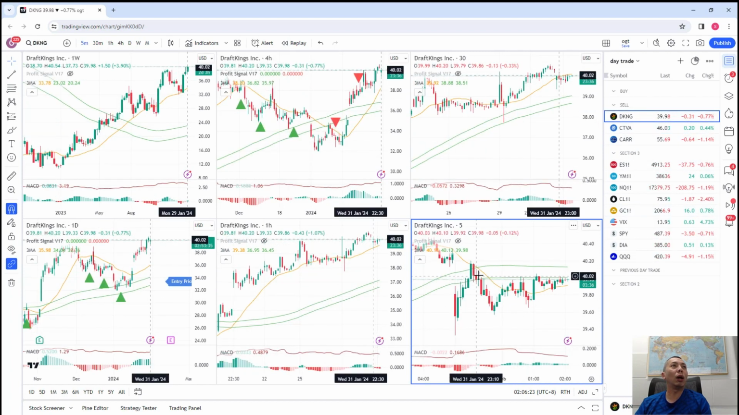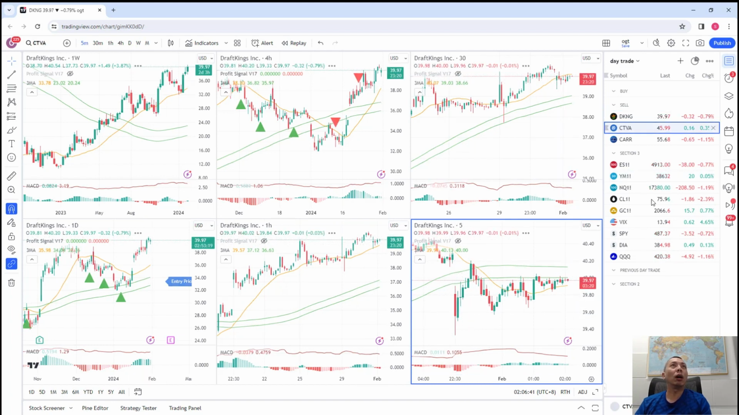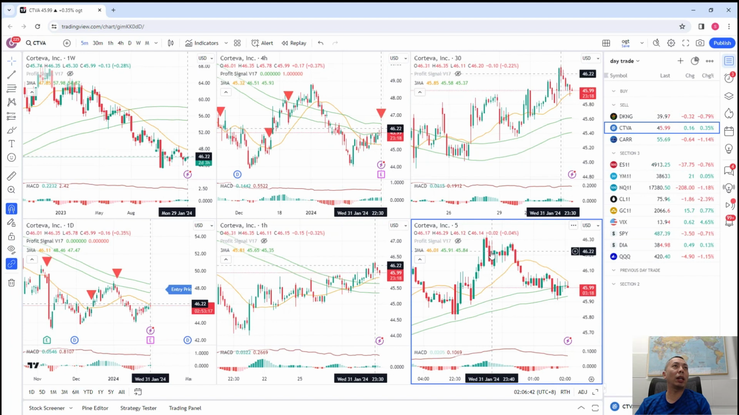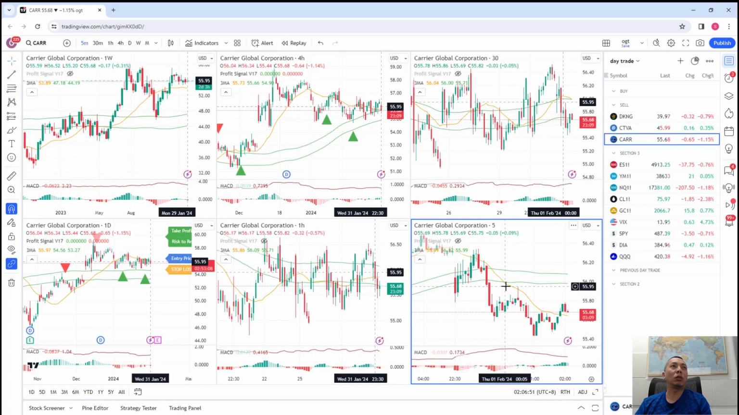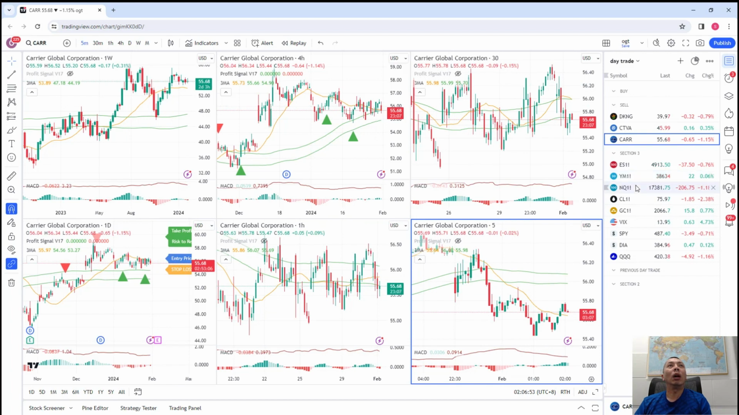This one is a little bit sideways. Not a really good selection, I would say, especially when it has already gapped down at market open. A better selection was this one, and I suspect a lot of my students have already traded this, and also car here, which is also going down.